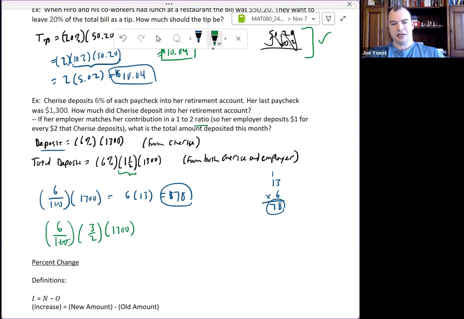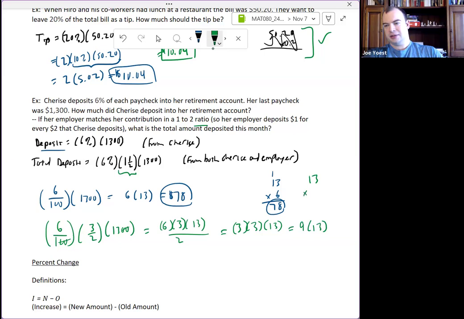I see the 100 divides out with the factor of 100 in the 1300. So I have 6 times 3 times 13 over 2. And the 6 has a factor of 2 that can divide out, making 3 times 3 times 13. And then my 2 divided out. So this would be 9 times 13. Let me do that up here. I could, of course, just take 78 times 3 halves or something, but 9 threes are 27. 9 ones are 9 plus 2 is 11.